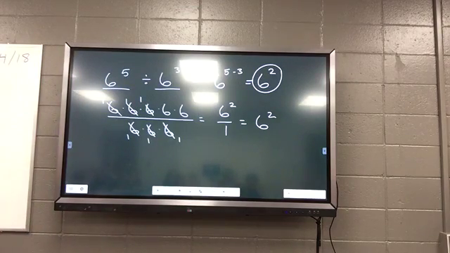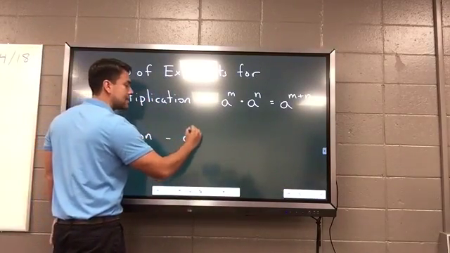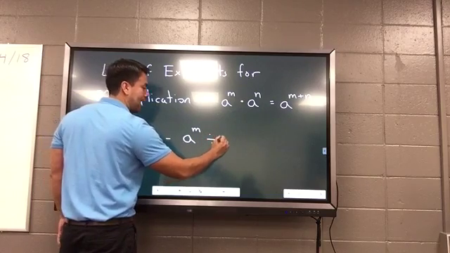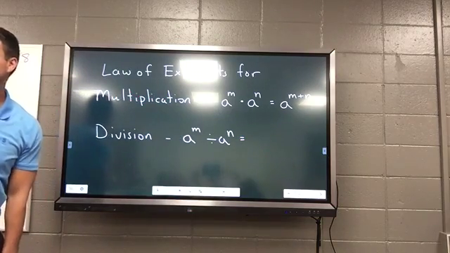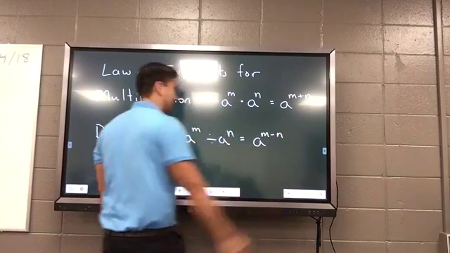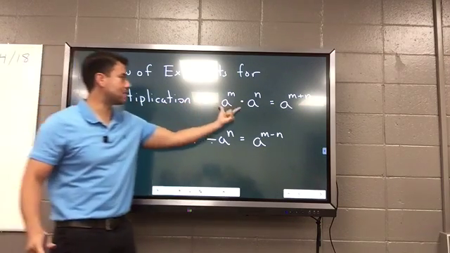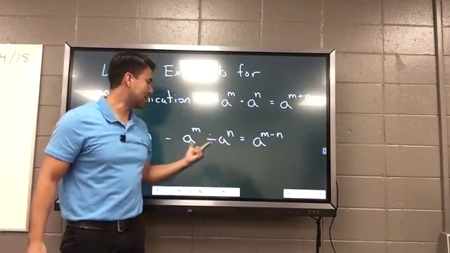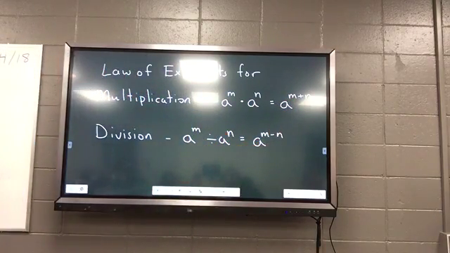The second law, for division, is very similar to the first. For division, a to the m divided by a to the n is equal to a to the m minus n. Do you notice in both these types, multiplication or division, we have to have the same base? They both have to be a. And then either I add the exponents or I subtract them. That's pretty easy, actually, now that I think of it.